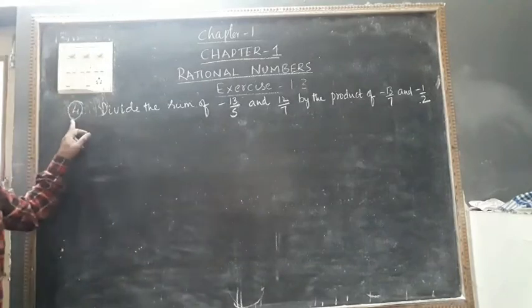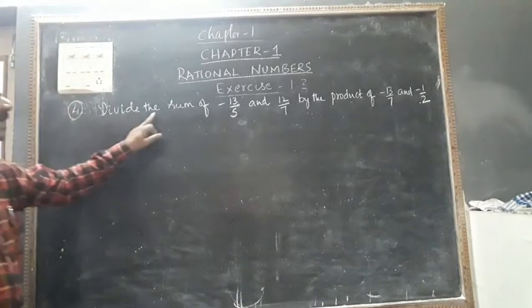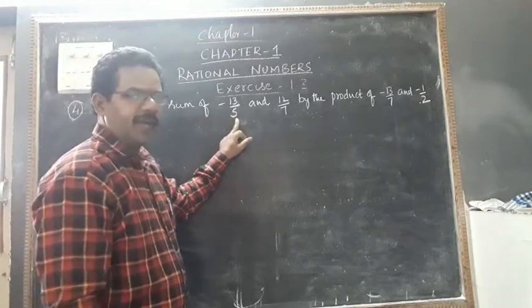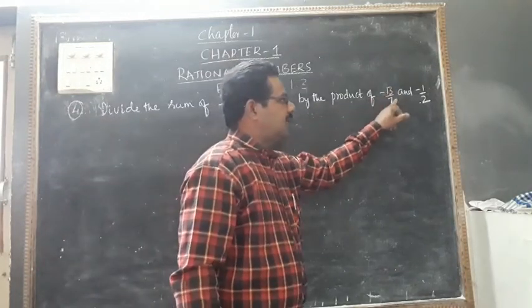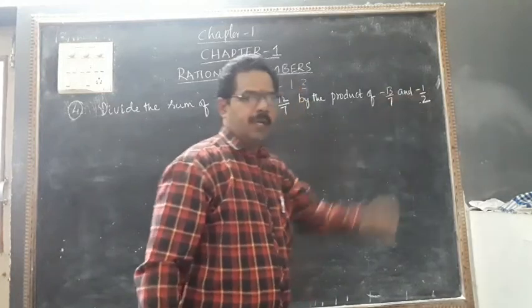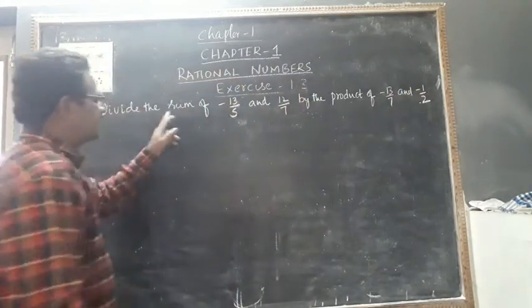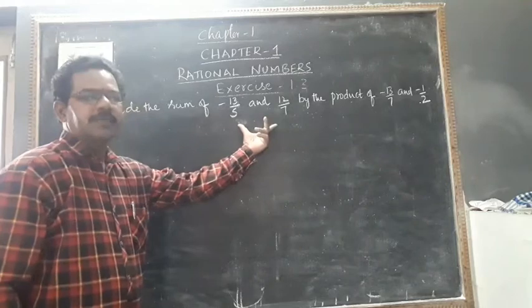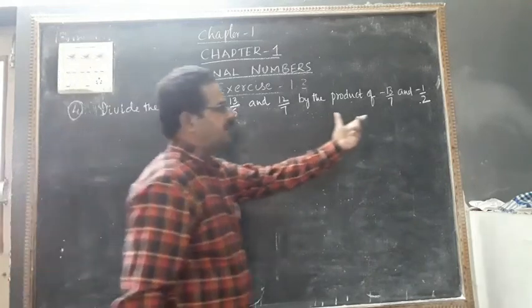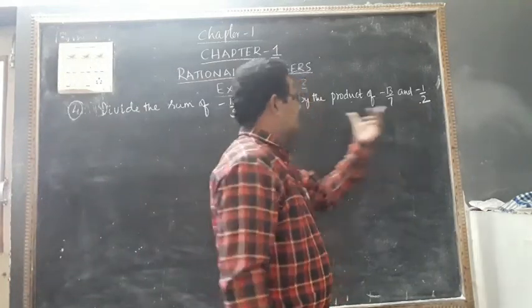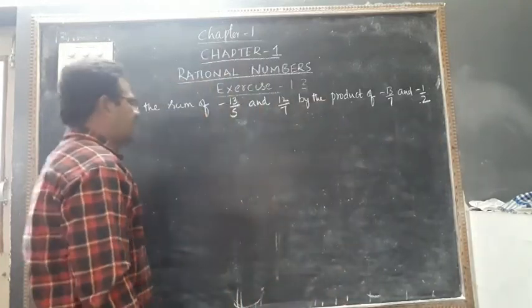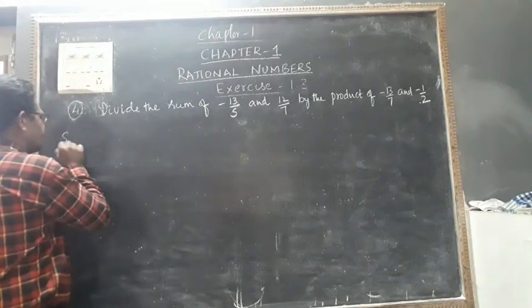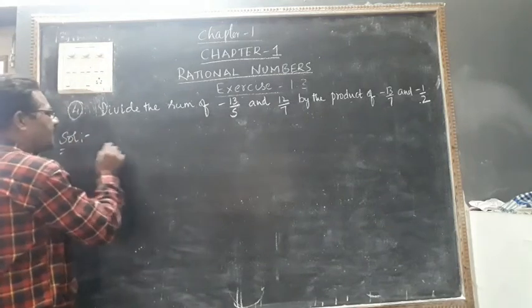See the next question. This is the fourth question. Divide the sum of minus 13 by 5 and 12 by 7 by the product of minus 13 by 7 and minus 1 by 2. That means divide the sum of these two, that means we have to add these two. And after that we have to multiply these two. This result divided by that result. Both results should be divided. First take these two. Coming to the solution.